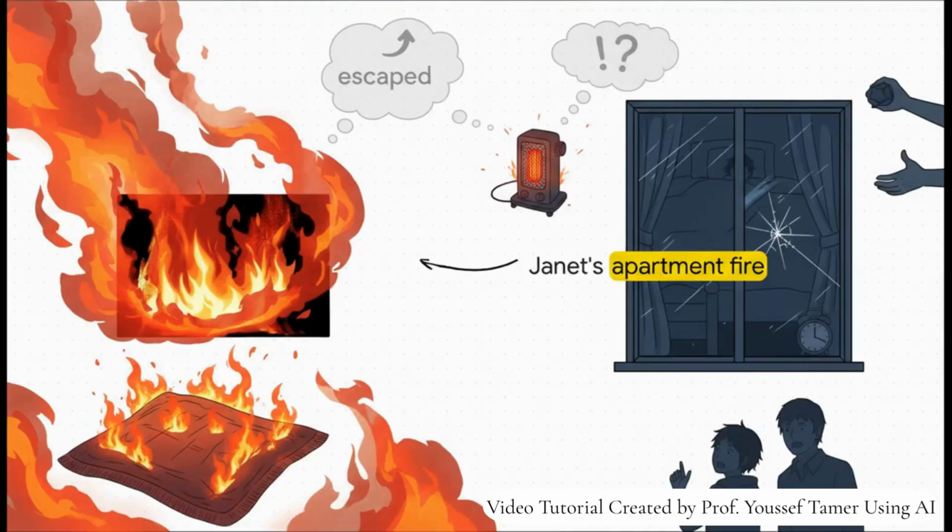Okay, so to really get how this works, we've got to start with a pretty dramatic story from our source material. Imagine this. It's the middle of the night, and a fire breaks out in a woman named Janet's apartment. It's a genuinely terrifying scenario. Basically, a blanket on her sofa got just a little too close to an electric space heater. Now, Janet was fast asleep, right? Completely unaware that a fire was literally spreading across her living room.